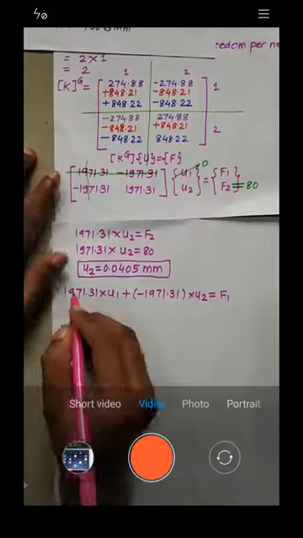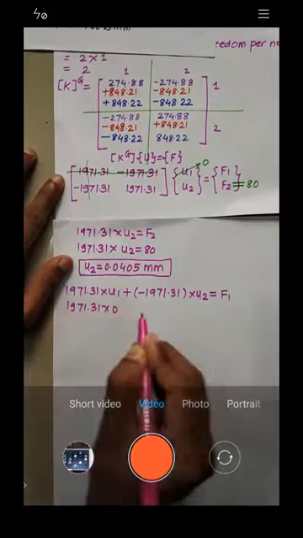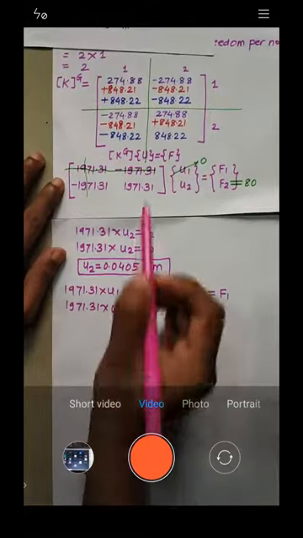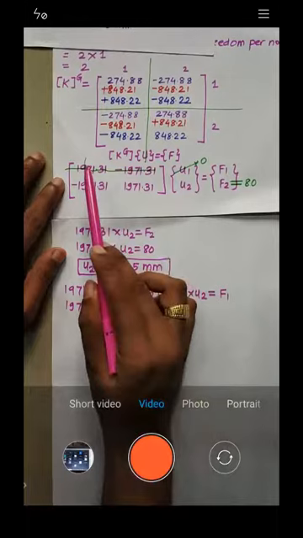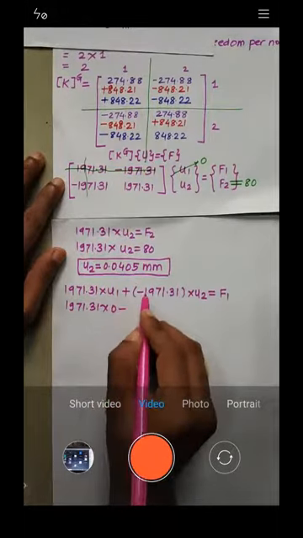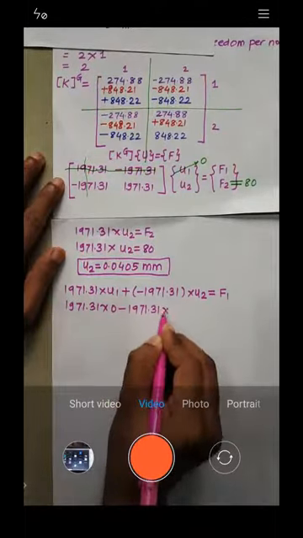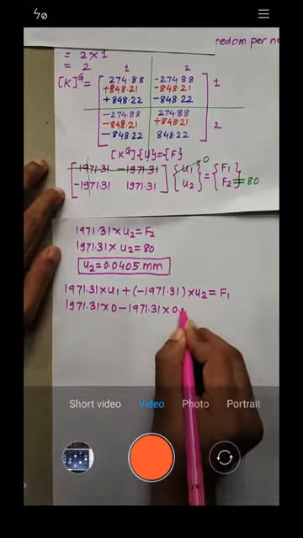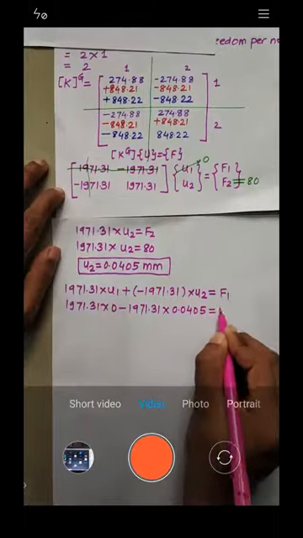Now let's put in the values. 1971.31 into U1 is 0, you can see U1 is 0. For the sake of understanding I am writing it; otherwise I might have skipped this term, since this term is 0 already. Plus, this minus sign I will take here, minus 1971.31 into U2. This is the value of U2, 0.0405, is equal to F1.